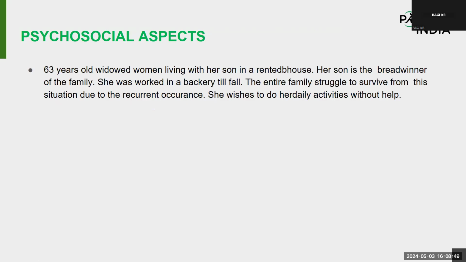Then we move on to the psychosocial aspects. She is 63 years old, widowed woman living with her son in a rented house. Her son is the breadwinner of the family. She worked in a bakery till the fall. The entire family struggled to survive from this situation due to the recurrence of this pain and immobility. So she wishes to be relieved from this sustained pain and do the daily activities without help.